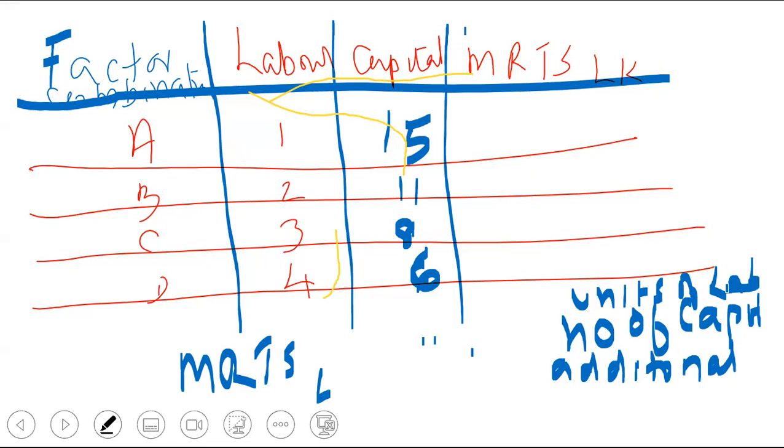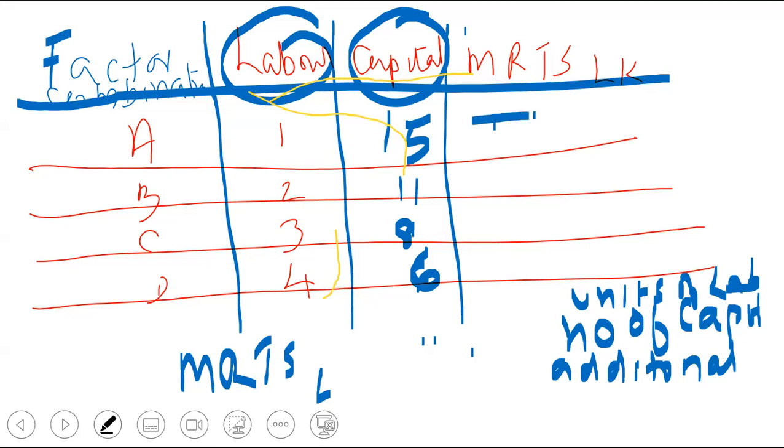What did I say? Which unit do we substitute? Capital. Do not write it the other way around. We substitute capital, for what? To get an additional unit of labor. We have two inputs, one is capital and one is labor. So to get an additional unit of labor, what do we substitute? Capital. For this we call it marginal rate of technical substitution.